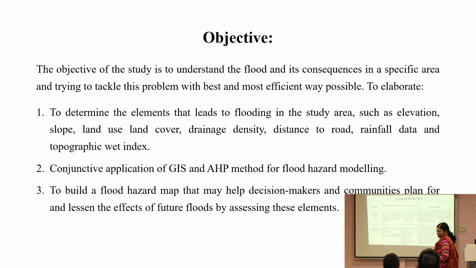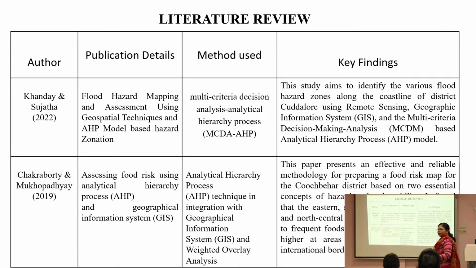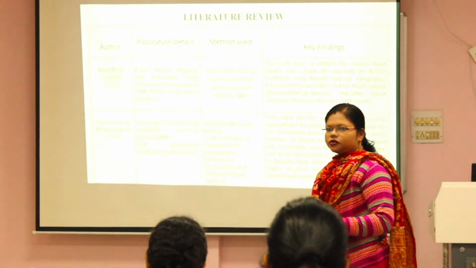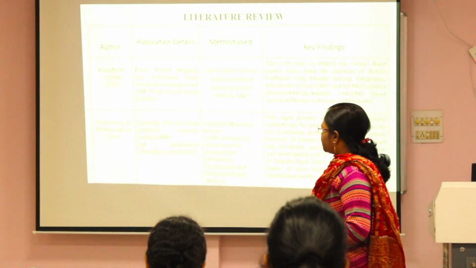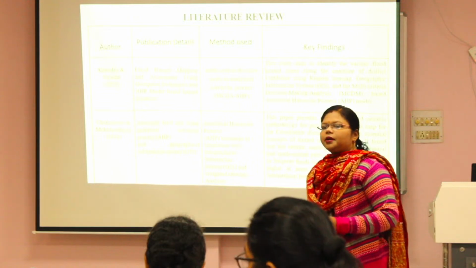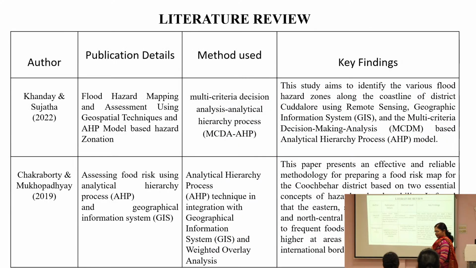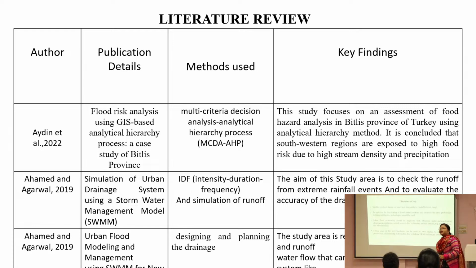Some literature review has been done on GIS using the AHP technique and entropy weighted method, and another method, MCDM. By these methods, how we can map the flood hazard map and also vulnerability map and risk map has been done. So, these are the literatures. So, the gap: normally the GIS.